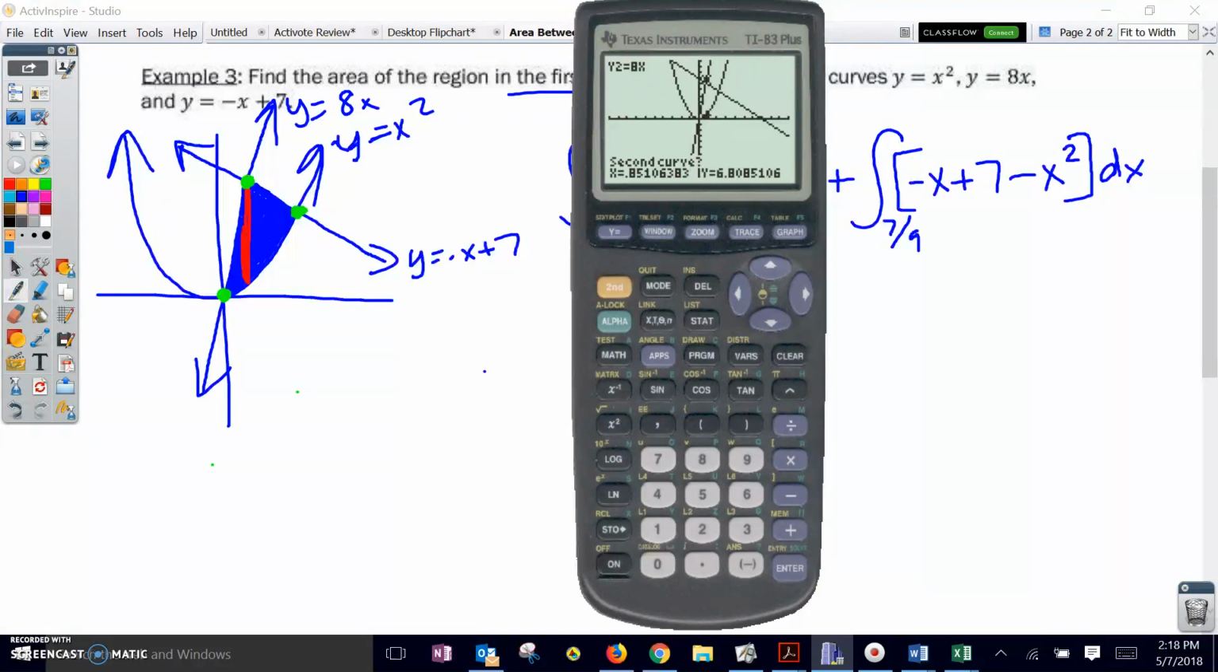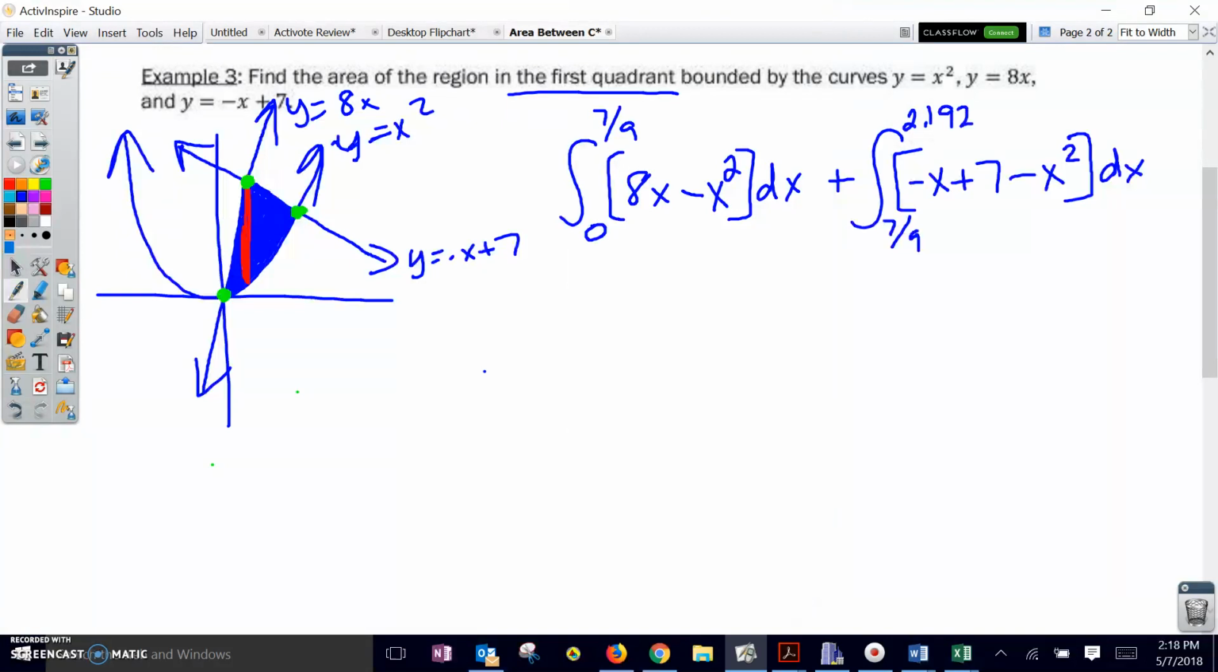And I want the parabola, and nope, not that one. I want y equals negative x plus 7. And we want them to intersect right there. 2.1925824. And so we've got this first integral which gets everything to the left of the red line, and this second integral which gets everything to the right of the red line. We add those two together and it gives us the total area of the region.